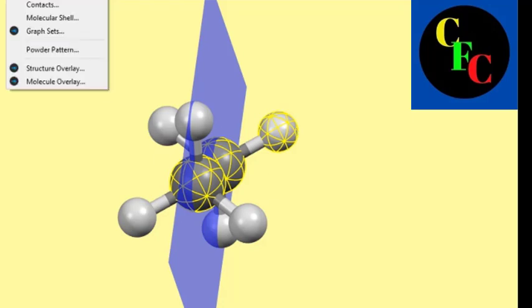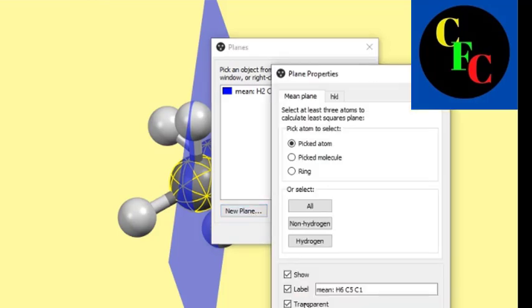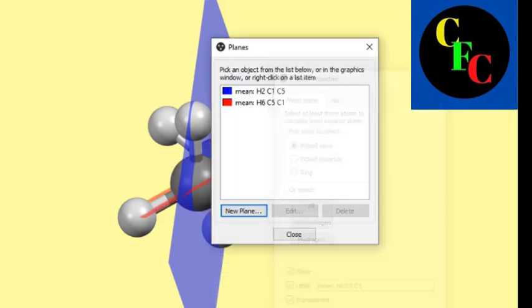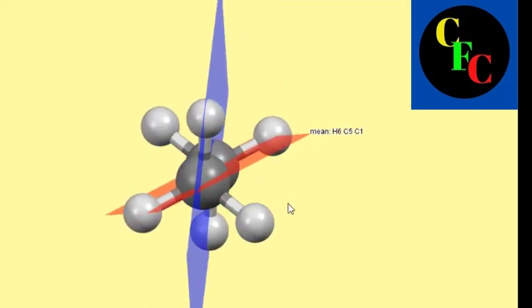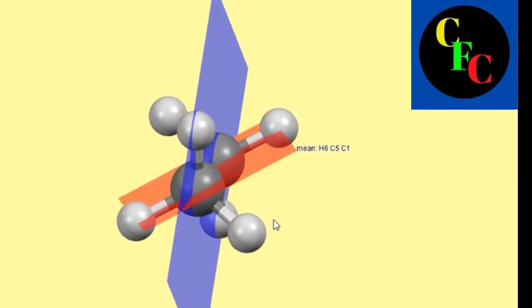So let us do it, and this time let us do it with a new color. Say, let me put it red. Okay. So now we have two planes. In staggered ethane, we have two planes, one blue and another red.